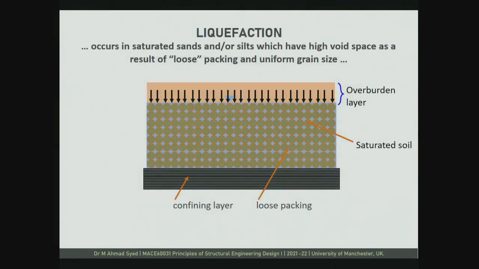So liquefaction happens in saturated sand and silt. So let us go back to the definition of liquefaction. Okay, and it happens when we have high void spaces, because it is those high void spaces which are initially filled with water, and during vibrations caused by earthquake, these void spaces allow the soil grains to move and roll and slide past one another. If we had a denser configuration, then the movement of grains will not be to the same level. So the degree of movement will not be to the same level.